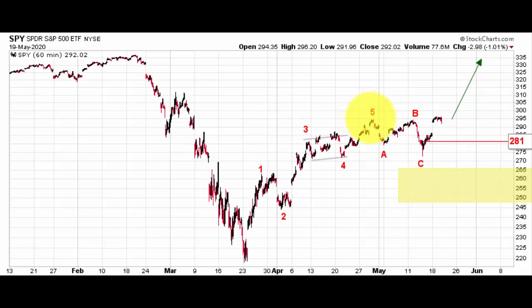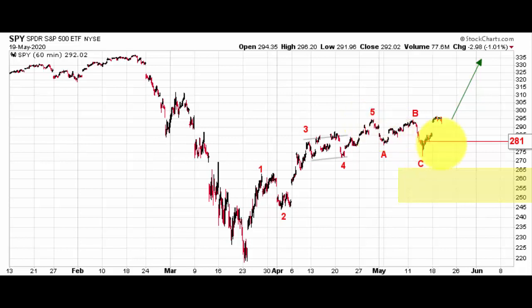To confirm that, we have a 3-wave pullback off of April's high. So this is a counter trend move. We know the trend is up because of what happened in March and April. And we know the trend is still up because this pullback into May's low is a counter trend move, okay? So that tells us that the trend on this short-term time frame is up for SPY.